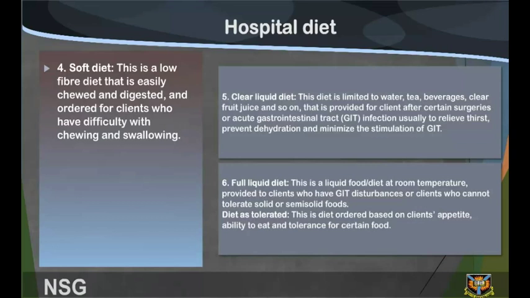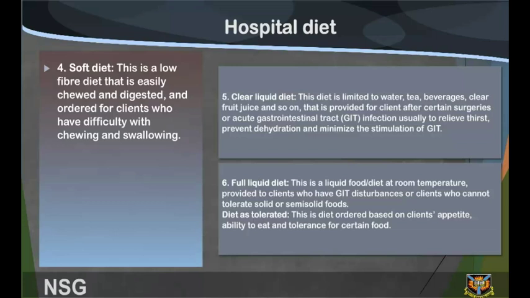Soft diet. This is a low-fiber diet that is easily chewed and digested and ordered for clients who have difficulty with chewing and swallowing. Clear liquid diet. This diet is limited to water, tea, beverages, clear fruit juice, and so on, that is provided for clients after certain surgeries or acute gastrointestinal tract (GIT) infection, usually to relieve thirst, prevent dehydration, and minimize the stimulation of the GIT.